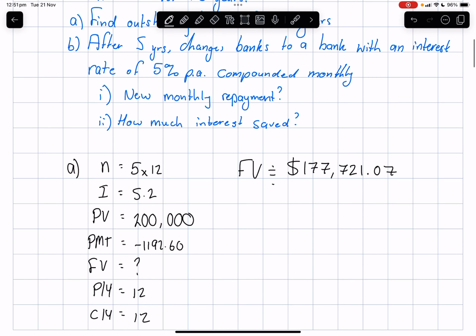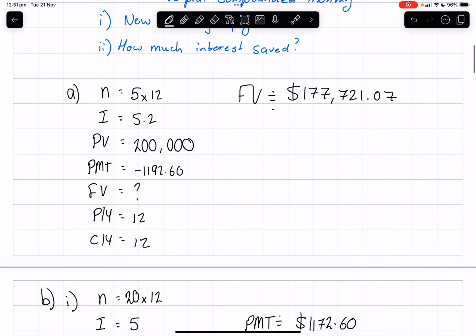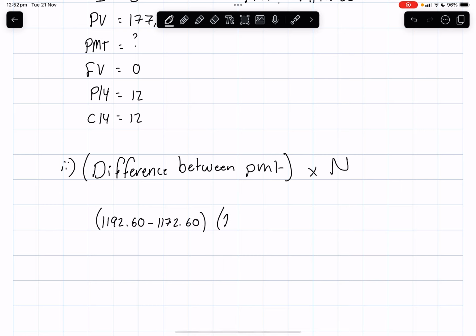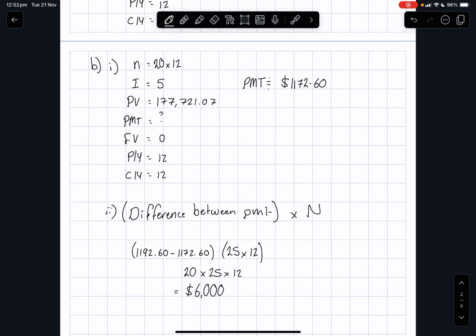And finally, part C, or B-ii, is how much interest is saved. We've got the difference between our PMT times the length of the loan and how many payments we've made in that time. So I've got 1192.60 minus 1172.60 times the length of my loan, which is 25 years, times 12 months. So 20 times 25 times 12 gives me $6,000 worth of interest saved. So that is one method that we can definitely use, refinancing the loan.